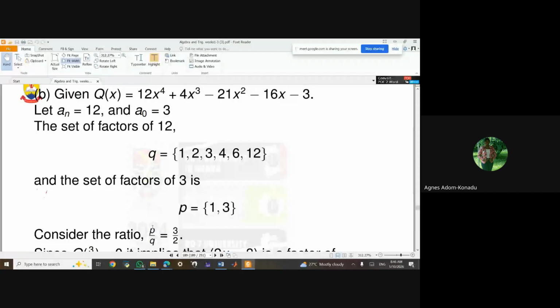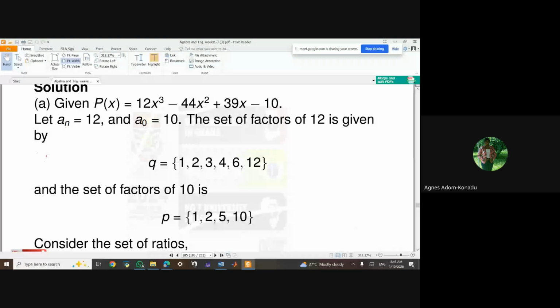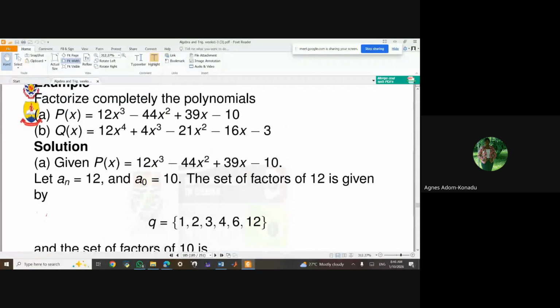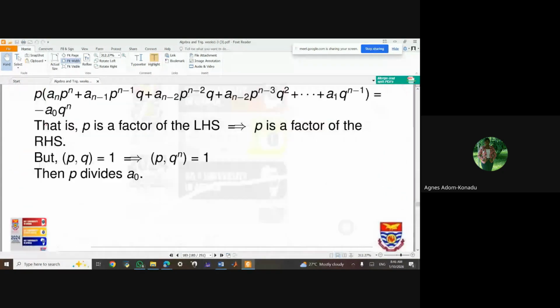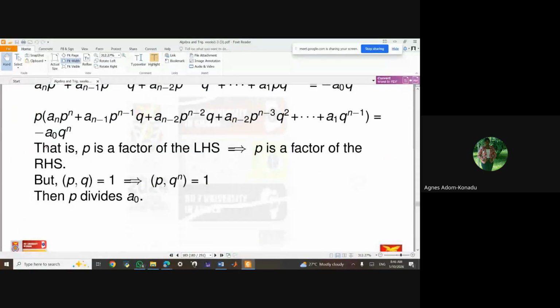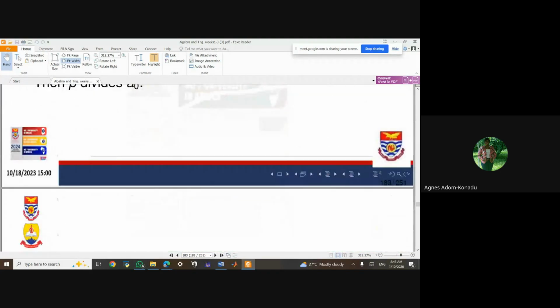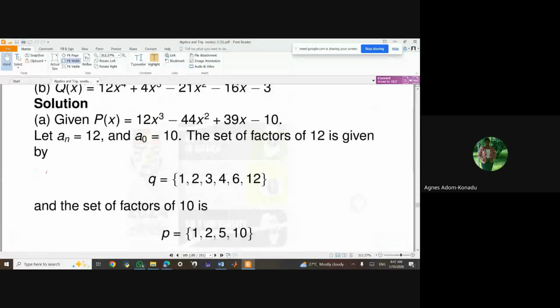And in the theorem, it says that, please, who is there? Oh, I'm supposed to even solve this one first. Okay, but it's the same thing. It says that if p over q is a rational number in the lowest term, it means that my p comma q should be equal to 1, and that is the greatest common divisor. So both of them should be relatively prime, and their common factor should be 1.